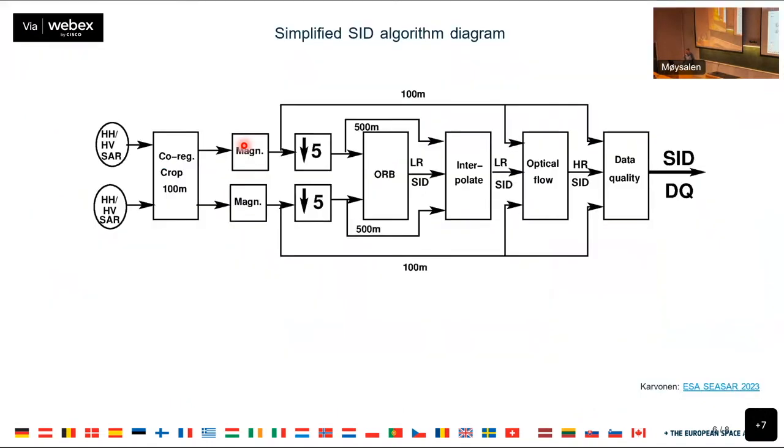Another work is by Juha Karvonen, and it's another example of an algorithm. And here also two images on the input, and then SAR pre-processing, and then a two-step ice drift retrieval. First is again feature tracking using ORB, and then pattern matching using optical flow, and then some post-processing and sea ice drift.